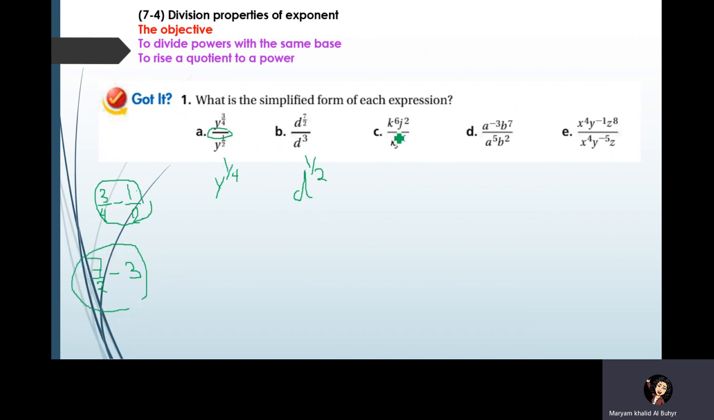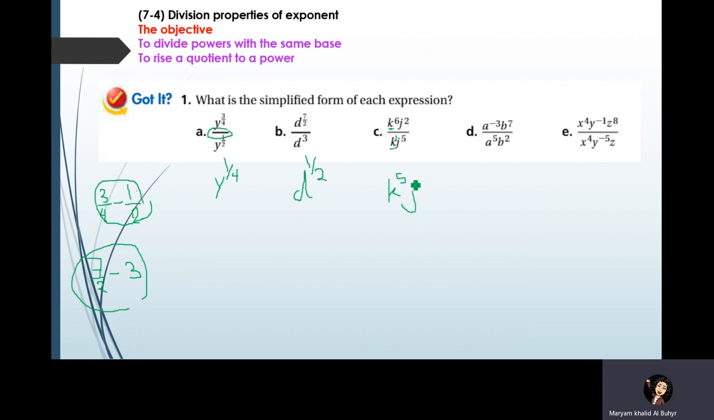So here I have k and k. These are the same base. Only subtract the same base. So that will be k to the power... Here the power is nothing, that means it's a 1. It's not nothing, it is 1. But they did not write anything. 6 minus 1, it is 5.